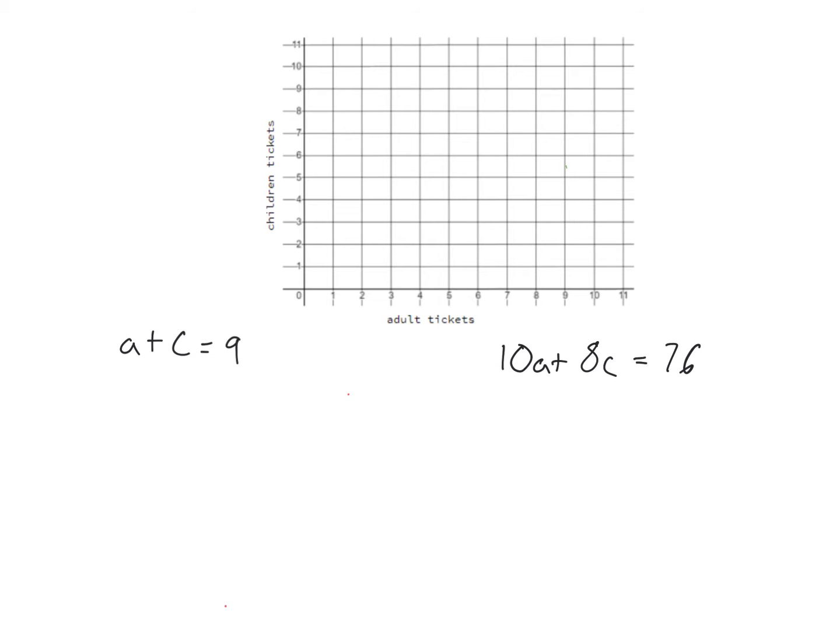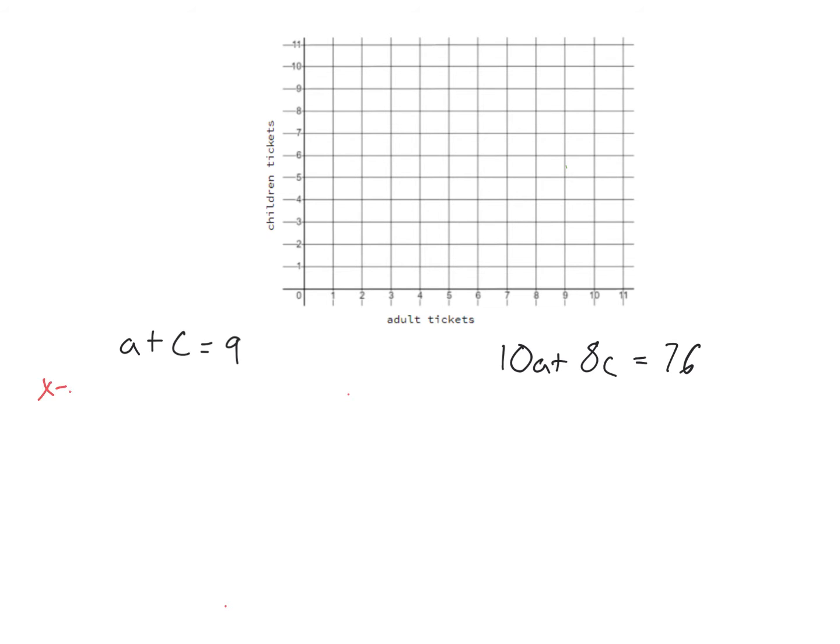In this video, we're going to review how to graph a system of equations when both are in standard form using the x and y intercept. So on the left side, we're going to go ahead and do a plus c equals 9. So we're going to find the x and y intercept.